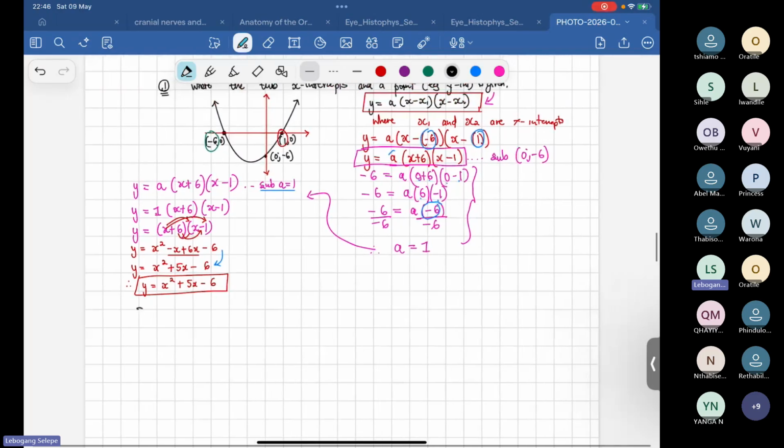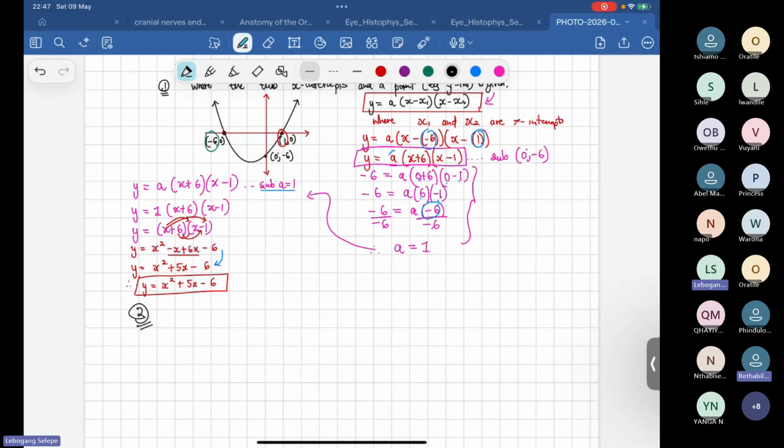Right. So the second part, or the second scenario, we only have about 2 scenarios, right? The first scenario is when you are given the 2 x-intercepts and a point on the graph. That's scenario number 1. Then we have scenario number 2.